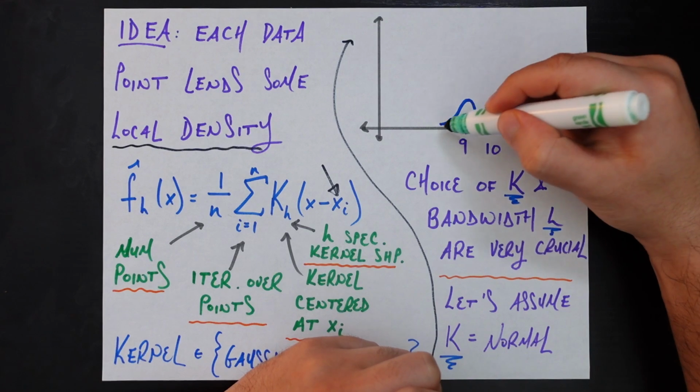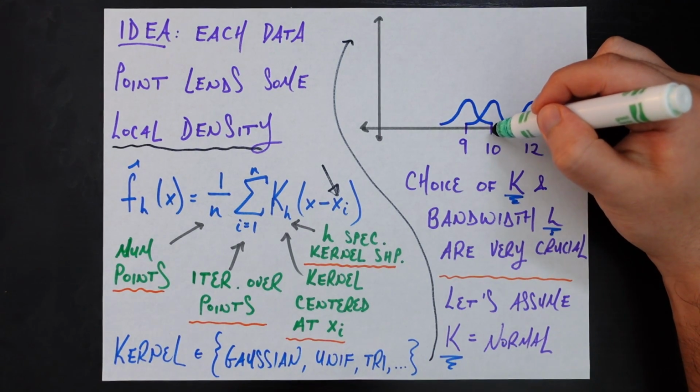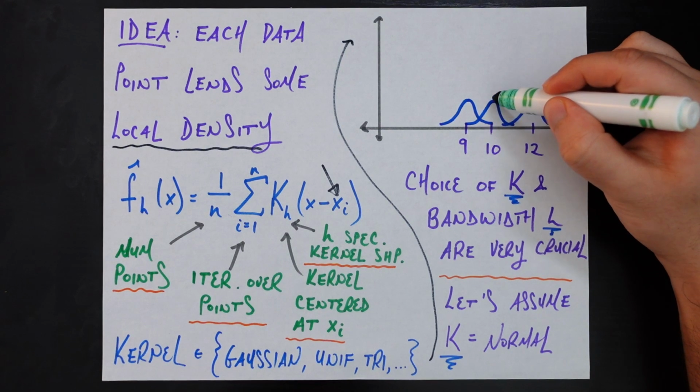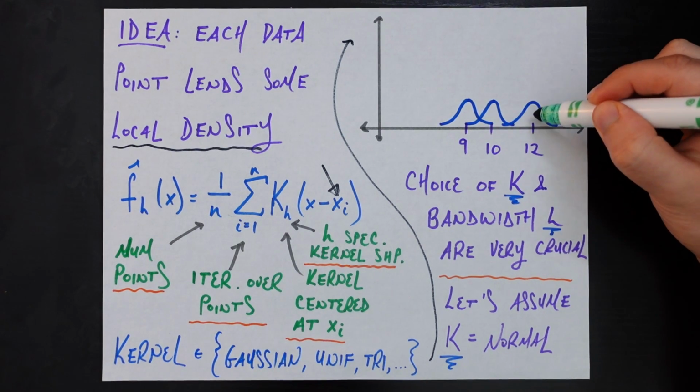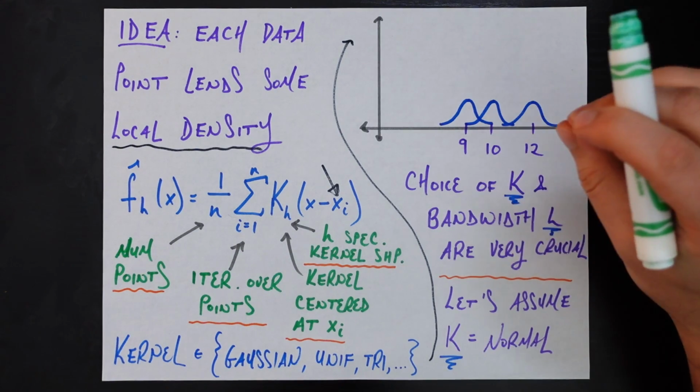So at 9 pounds, we say here's our normal distribution. But of course, we have other data points too. We do the same exact thing at 10 pounds. The only difference is that this one now is centered at 10 pounds, and this one here is centered at 12 pounds. And now we do a very, very intuitive thing.